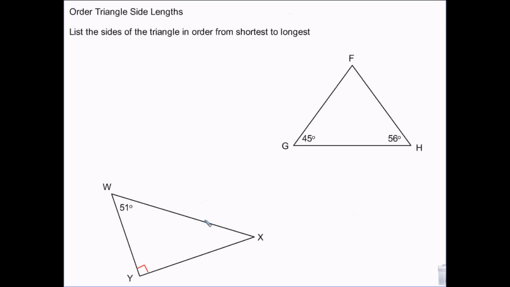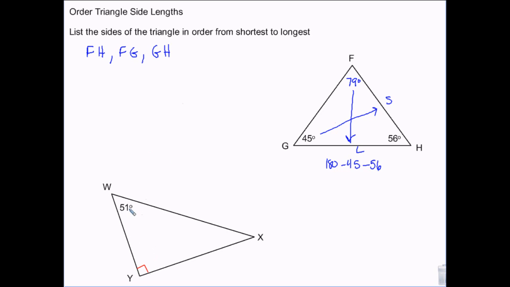Same thing if I know the angles. Now, I don't know this angle up here, but I do know that a triangle is 180, so I can take 180, and I can subtract 45, and I can subtract 56, and that tells me that this angle is 79. So I did 180 minus 45 minus 56, which tells me that this is the largest side, and this is the smallest side. So I have FH, FG is in the middle because it's not across from the largest or the smallest, and then GH is the largest.